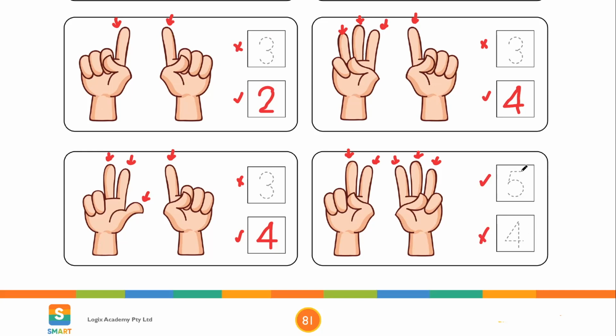So let's start tracing. First of all, make a horizontal line. Now make a slant line in the downward direction. Now from here, start the curved part, keep moving in the downward direction and now curve up slightly to complete this number, which is number 5. So we are done with the tracing of the correct number, that is number 5.